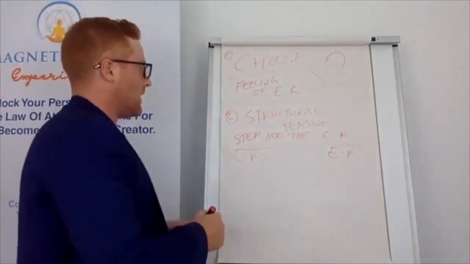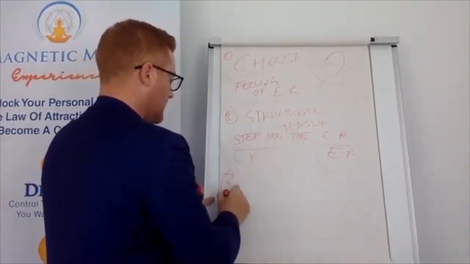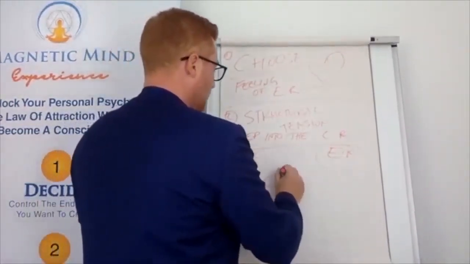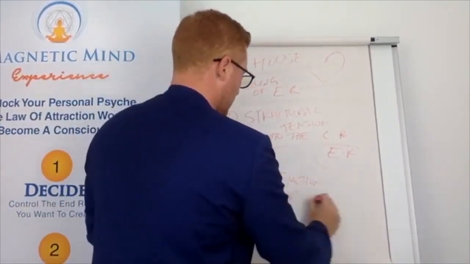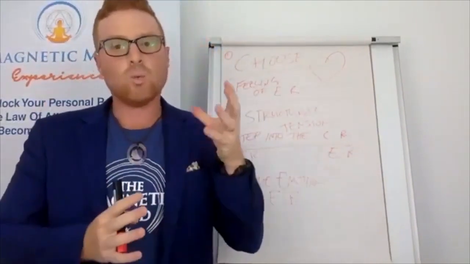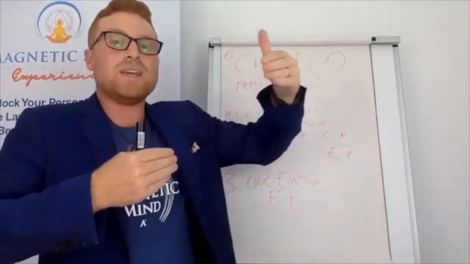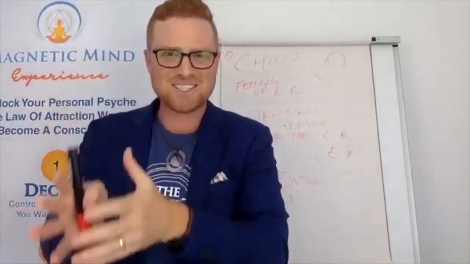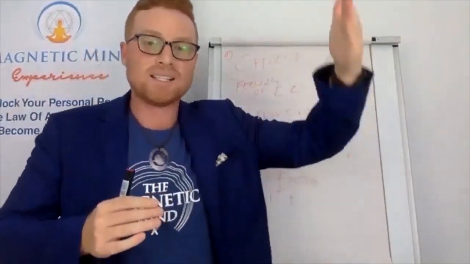The third step, okay, step three, I hope you can still see this, is you must live in the emotion of the end result. You must live in the emotion of the end result. So every single day, we teach you a 15-minute magnetization process to get you into the end result consistently. Because you cannot plant seeds of scarcity and grow an abundance tree. You just can't. So you need to get into abundance every day.